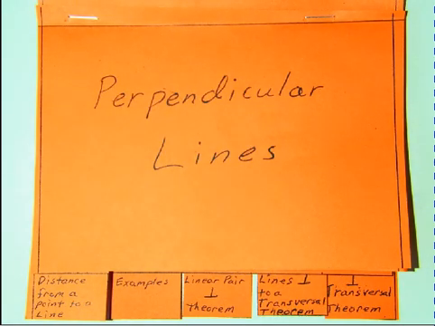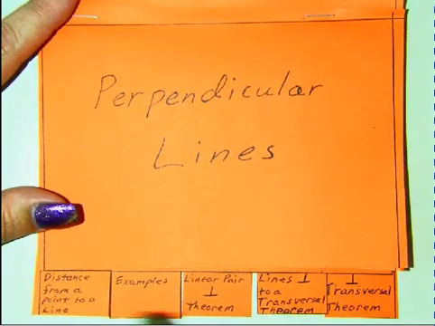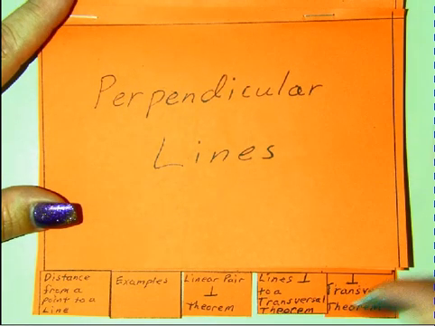Welcome back. So today we're going to be talking about perpendicular lines. You should have a foldable that looks like this. Please make sure that you've cut along the bottom so that we can see all 5 of the tabs. Okay, so we're going to go ahead and start here.